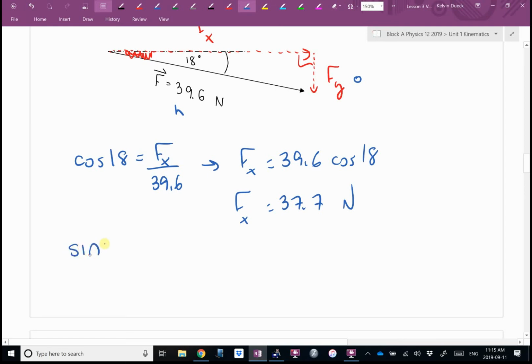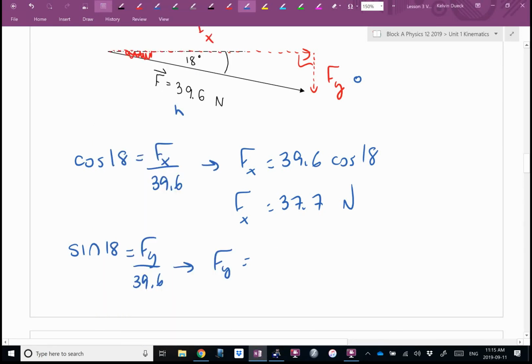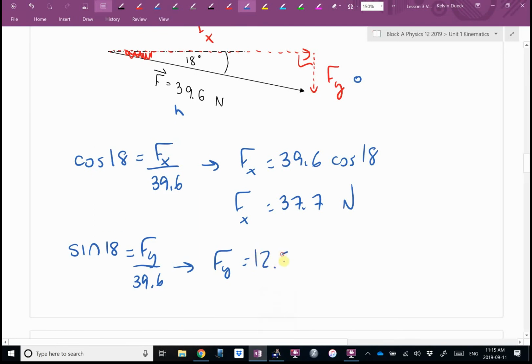I think it is going to be sine of 18 equals Fy over 39.6. And so Fy is going to be this same expression, but instead of a cosine, sine it is. And I get 12.2. And that looks about right looking at that picture, because Fy looks really short and Fx looks longer. 12.2 newtons.